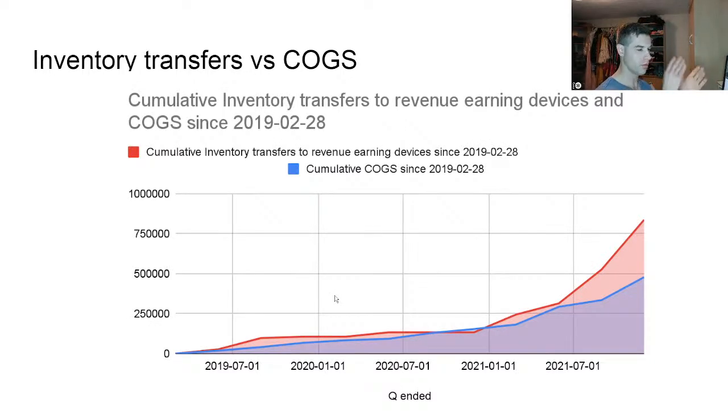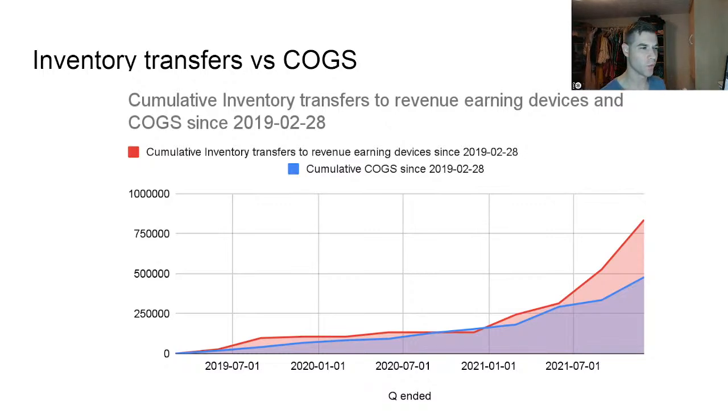cumulatively, right? We look at from the start point of this analysis, which was the end of February 2019, how much inventory have they transferred to revenue earning devices, meaning how much have they actually manufactured in devices, and just in terms of parts cost, that's all we're looking at here. That's all inventory tracks. And then cumulatively, what were their cost of goods sold? If I just add that up quarter over quarter since the end of February 2019, you can see that they've actually transferred more. They spent more in parts that they then transferred into revenue earning devices in inventory than they actually have on their total cost of goods sold.